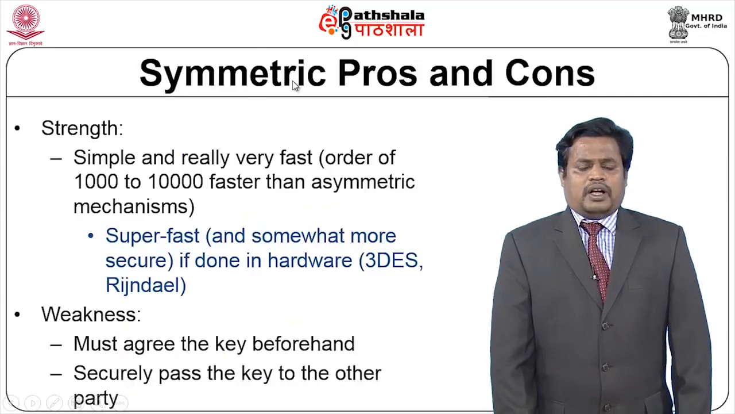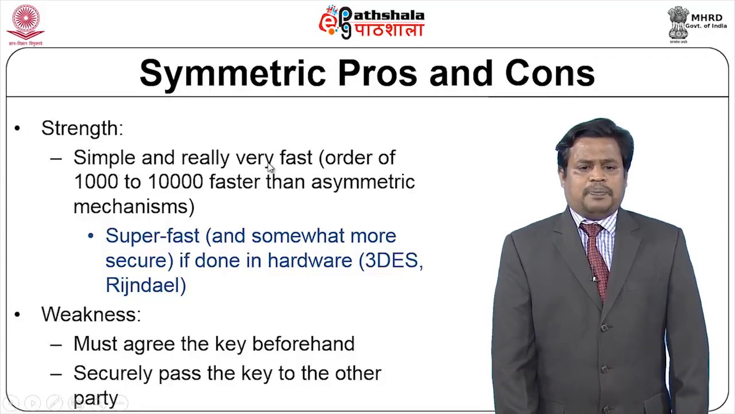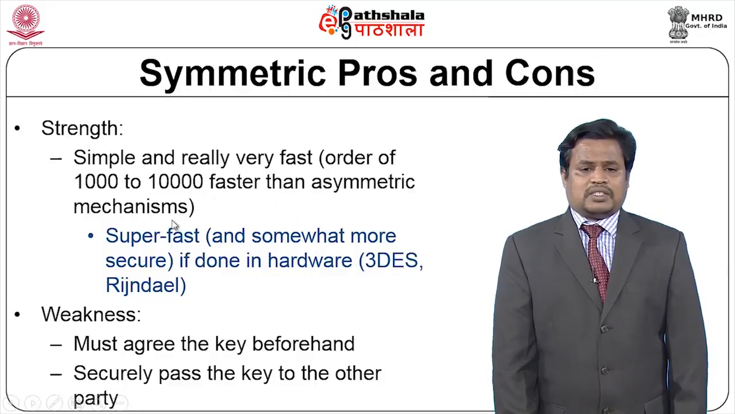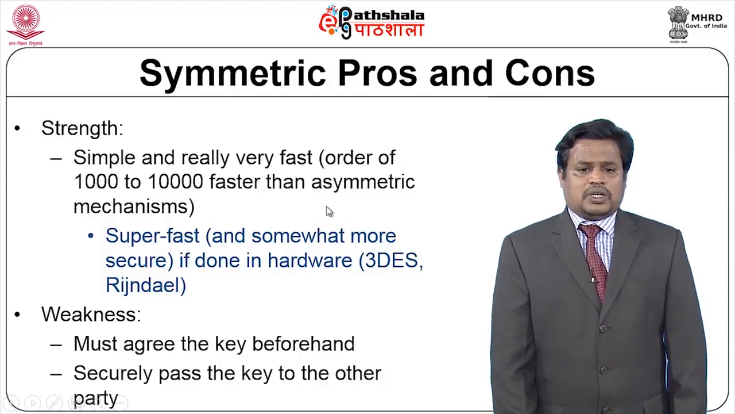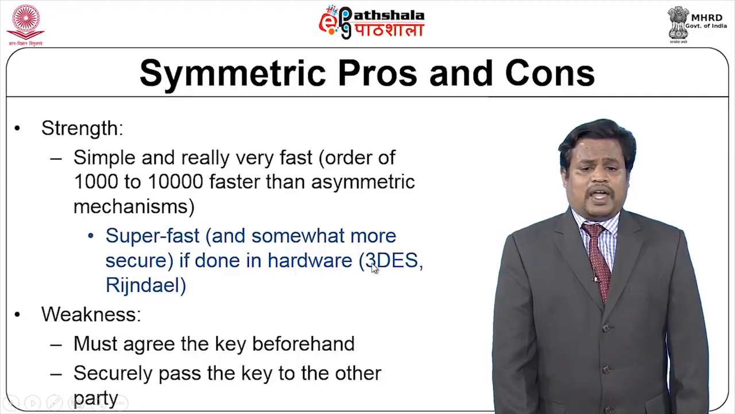So what are the problems? Suppose I am going for a symmetric key. What are the pros and cons? The strength is that it is simple and very fast, on the order of 1,000 to 10,000 times faster than the asymmetric key mechanism that we are going to see next. Asymmetric keys use two keys instead of one. Symmetric is very fast, and somewhat more secure if done in hardware. If the hardware itself does the encryption instead of software, it is much faster than the software mechanism. Examples are Triple DES and also Rijndael algorithms.